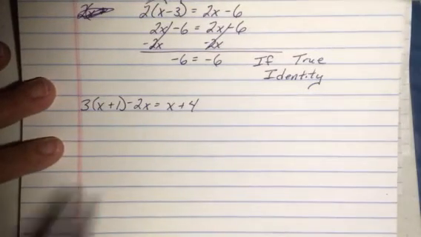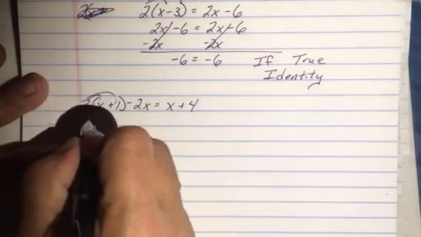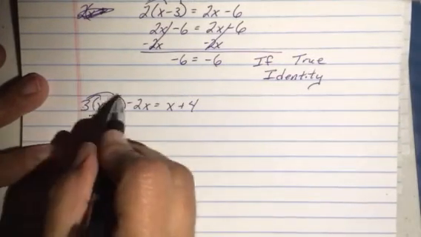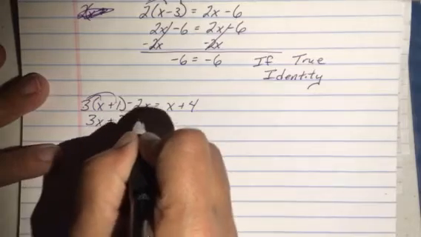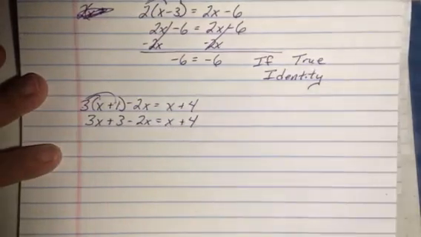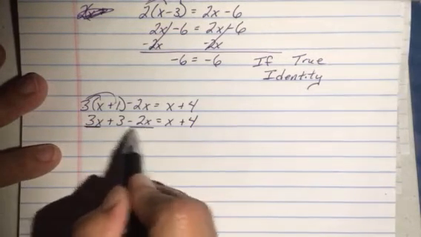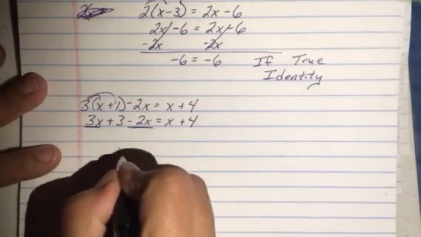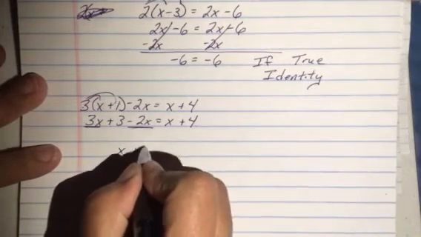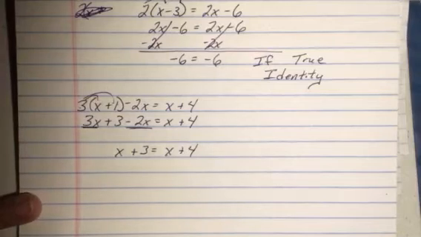All right, need to solve. First thing we do is what? Distribute. So we get 3x. 3 times 1 is 3. Everything else drops. Hey, I have to combine like terms on this one. I have a 3x minus the 2x leaves me an x plus 3 equals x plus 4.